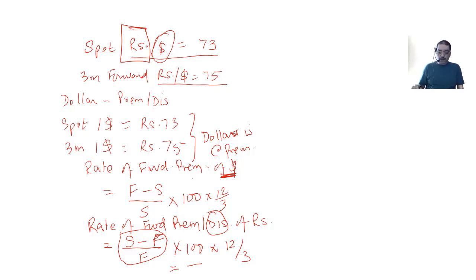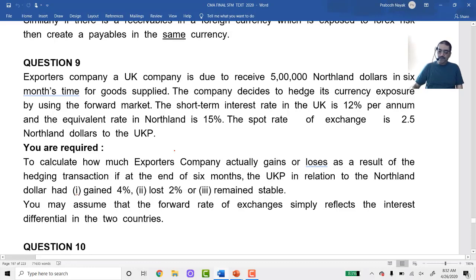We start with question number 9 first, and then we will go on to the remaining part. Question number 9. Let us see what is given. Exporters Company, a UK company, is due to receive 5 lakh Northland dollars, which is a currency, in 6 months' time for goods supplied.